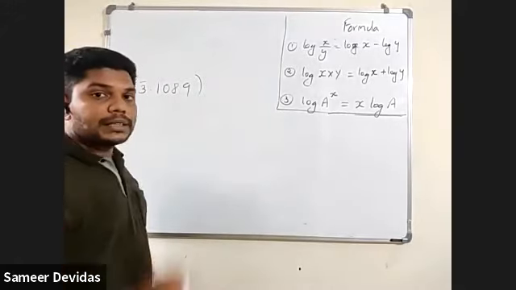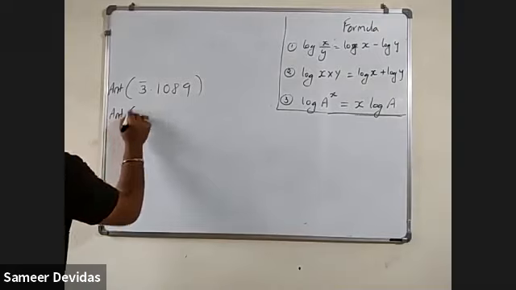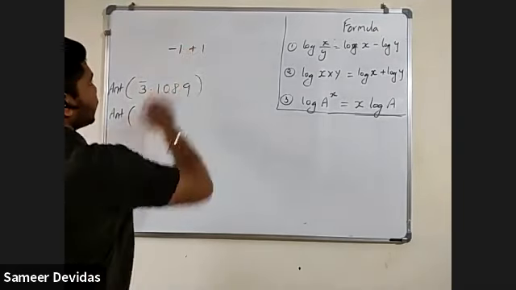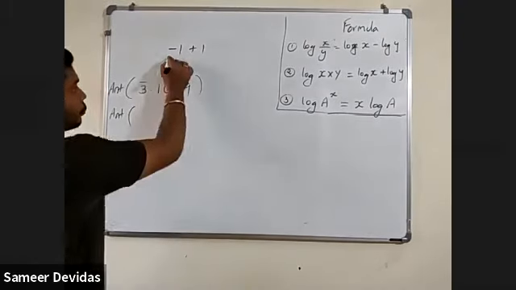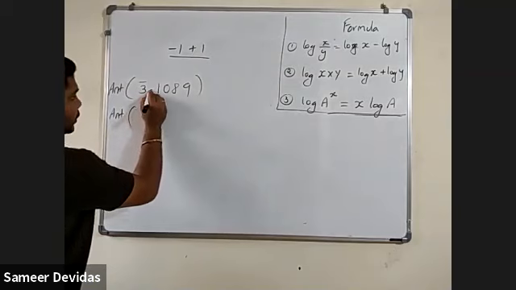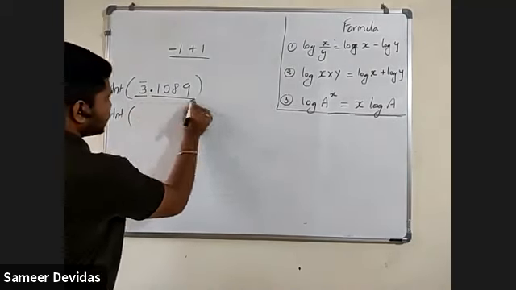Here you have to do one step. What is that step? I will tell you. So you write down anti-log. You have to do -1 + 1. You have to use this rule. Now what is that rule? I will tell. This is bar 3. Consider this is one part. Consider this is another part.